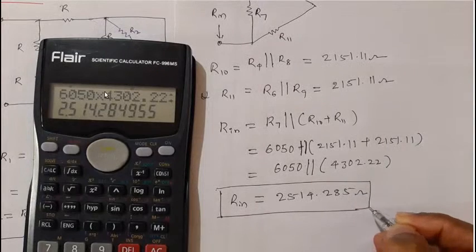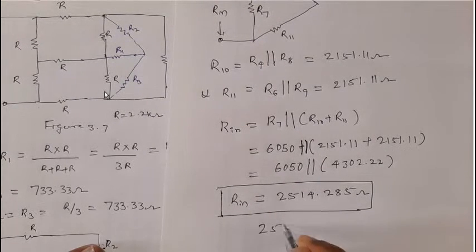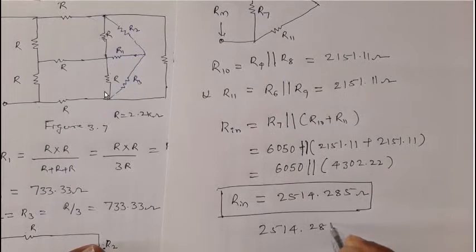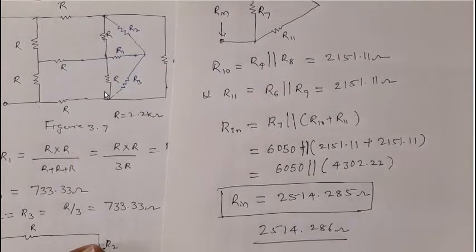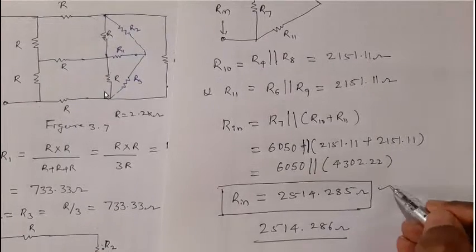You can see, dear students, even earlier we had found R in, and that R in was equal to 2514.286 ohm. Obviously that is a small error, so that much will be accepted.